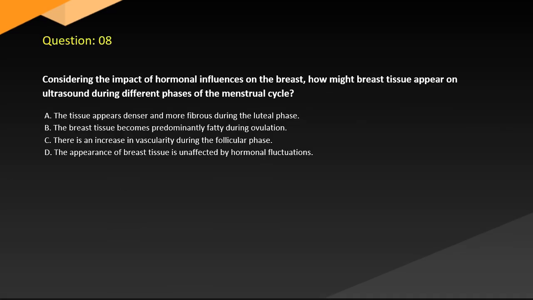Question 8. Considering the impact of hormonal influences on the breast, how might breast tissue appear on ultrasound during different phases of the menstrual cycle? A. The tissue appears denser and more fibrous during the luteal phase. B. The breast tissue becomes predominantly fatty during ovulation. C. There is an increase in vascularity during the follicular phase. D. The appearance of breast tissue is unaffected by hormonal fluctuations.